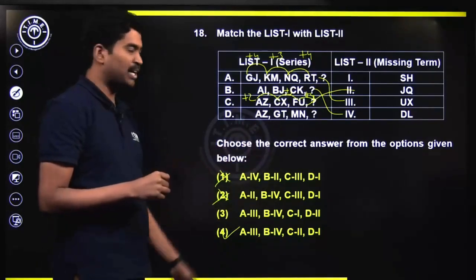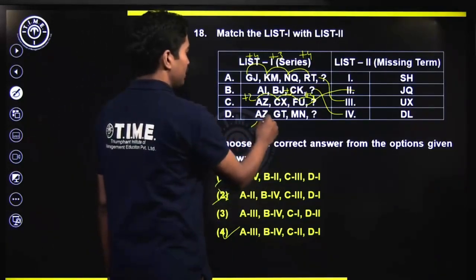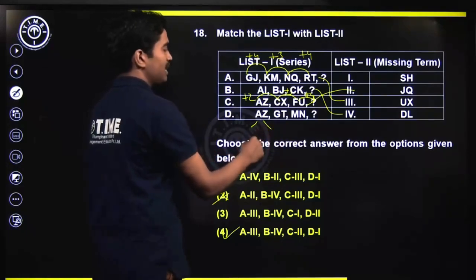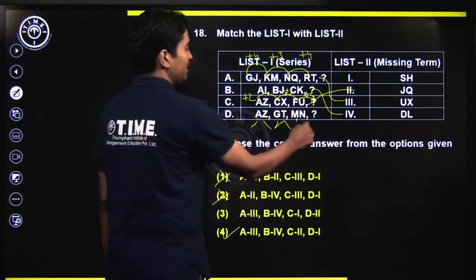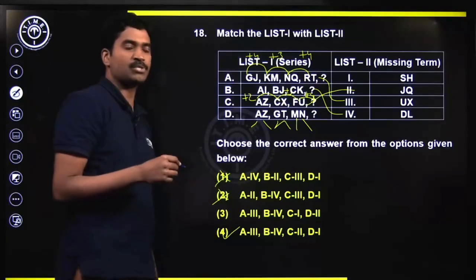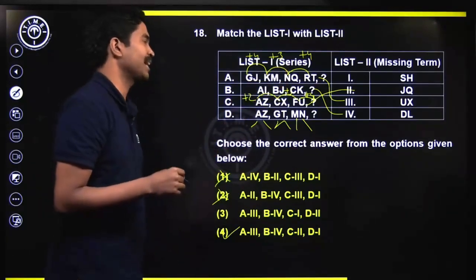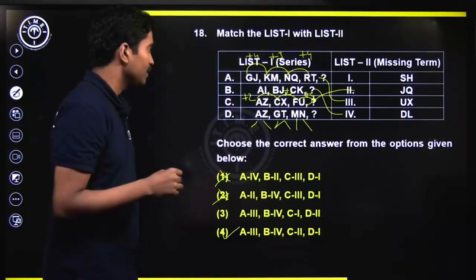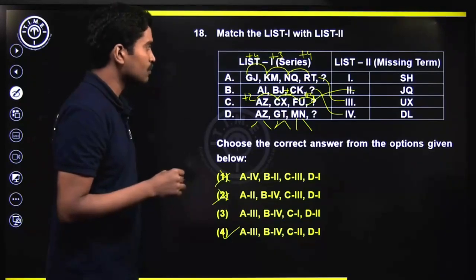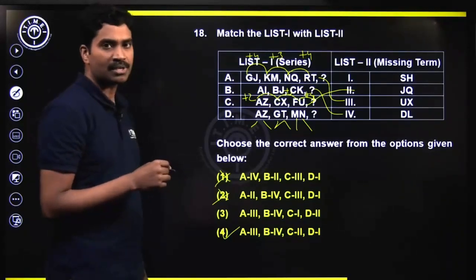The last one is also pretty similar. These are reverse. A, Z, the sum is 27. G, T, you can do the same thing. M, N, 13, 14, the sum is 27. Similarly, you can check S, H. All right. So A, Z, C, X, F, U goes with J, Q. The answer would be option 4.